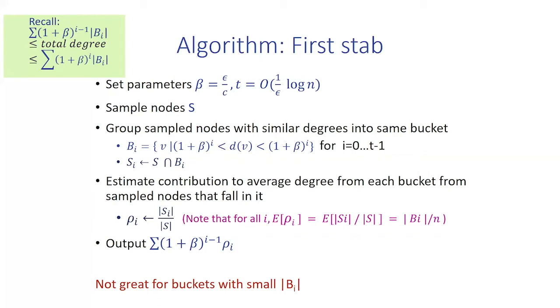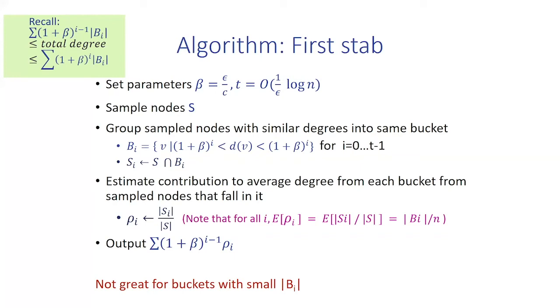Okay, that makes sense. And so we're going to use rho sub i to be the fraction of sampled nodes that fell into the ith bucket. And it turns out, of course, rho sub i, its expectation is exactly the fraction of nodes in B sub i in the whole graph. So if we had a good estimate of rho sub i, we actually can get a good estimate of B sub i. So that's great. Okay, and then what we're just going to do is output this sort of lower bound.